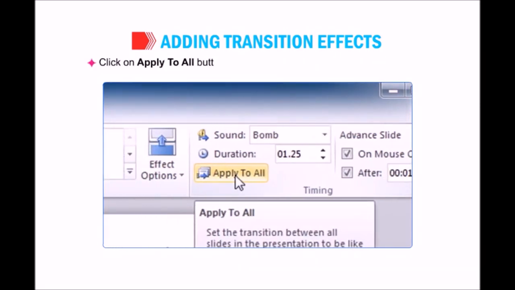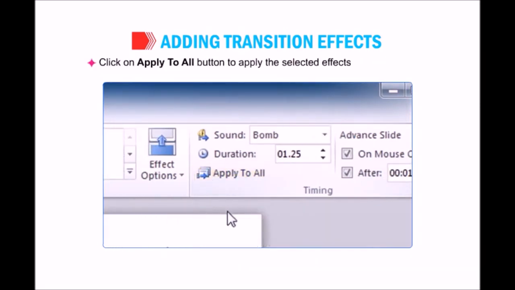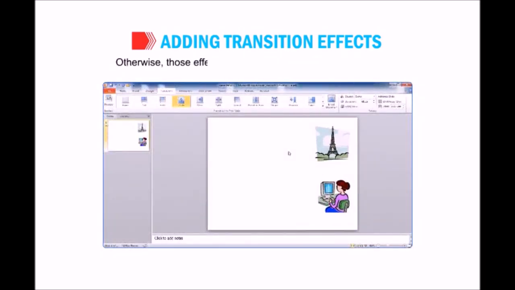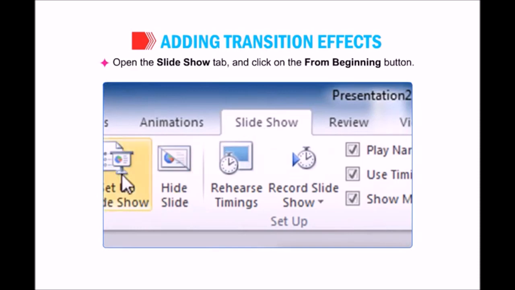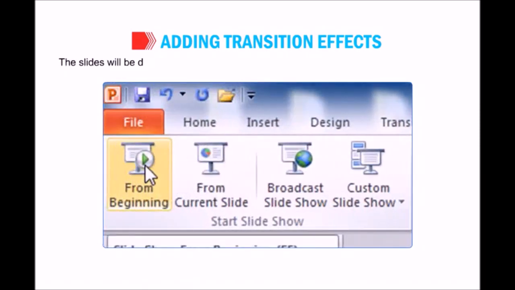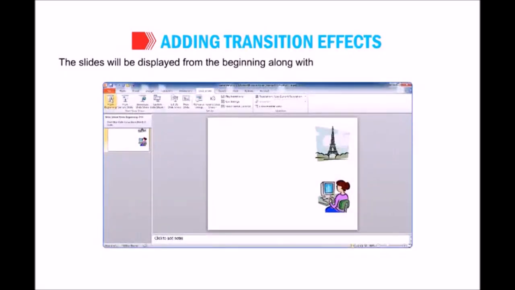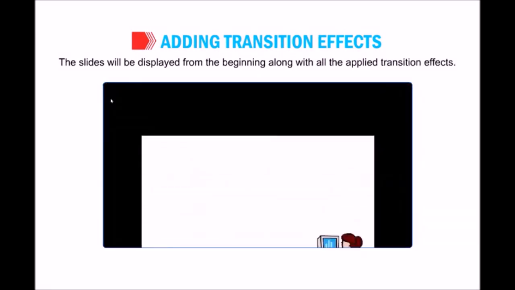Click on the Apply to All button to apply the selected effects on all the slides. Otherwise, those effects will be applied on the current slide only. Open the Slideshow tab and click on the From Beginning button. The slides will be displayed from the beginning along with all the applied transition effects.